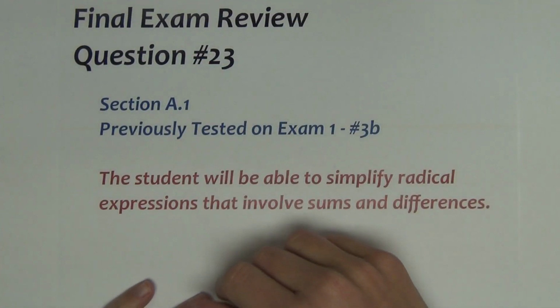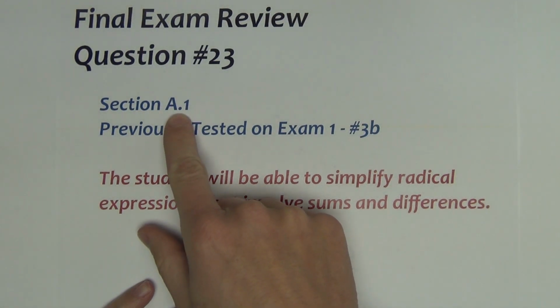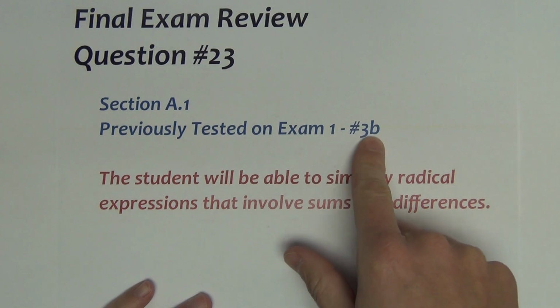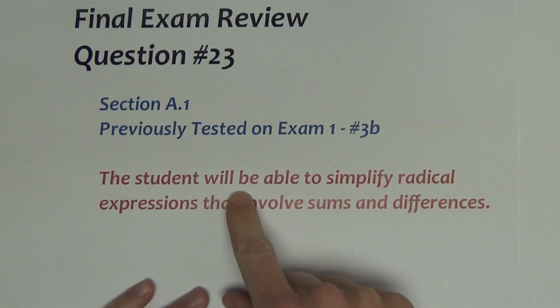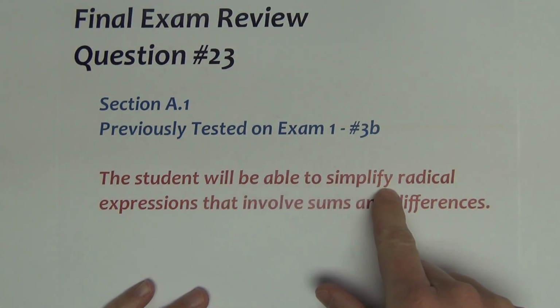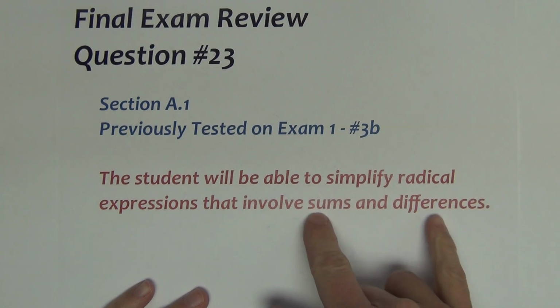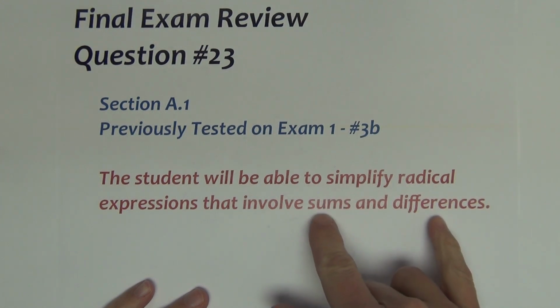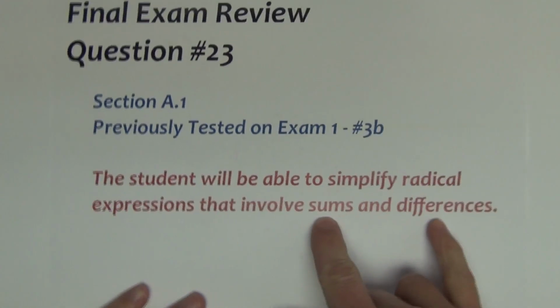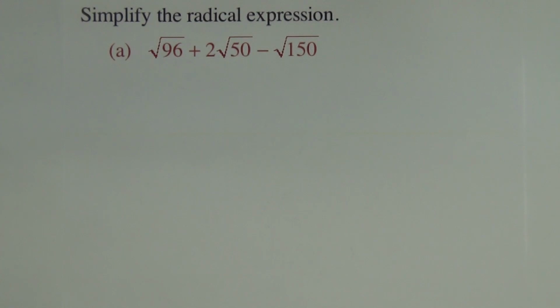Question 23 on the final exam comes from section A1. Again, the first section of the year, tested on exam 1, number 3B. I want you to be able to simplify radical expressions that involve sums and differences of radical expressions. So how do we add and subtract multiple radicals together? Directions say simplify the radical expression.